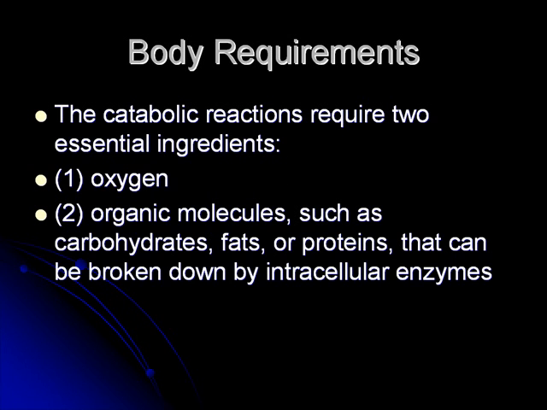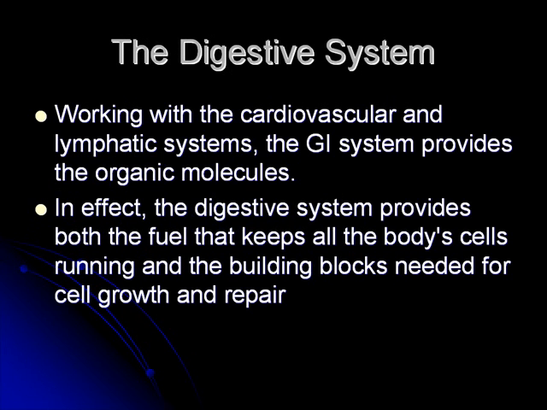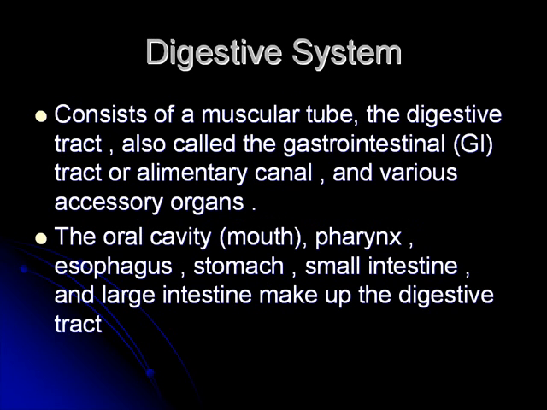Now, there are basically two ingredients that are required for catabolic reactions to take place. Oxygen is one of them, and organic molecules are the other. Organic molecules such as carbohydrates, fats, and proteins, which we've talked about in A&P Part 1. Now we'll see how those carbohydrates, fats, and proteins are obtained from our diet and what the role of the digestive system is in obtaining these molecular structures. Working in coordination with the cardiovascular system and the lymphatic system, the GI system provides organic molecules. In effect, the digestive system provides both the fuel that keeps the body cells running and the building blocks needed for cell growth and repair.